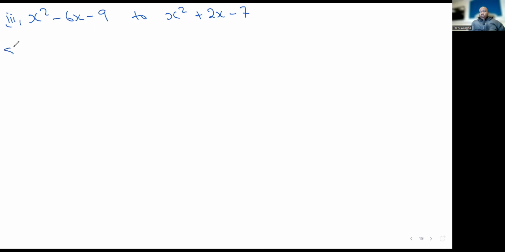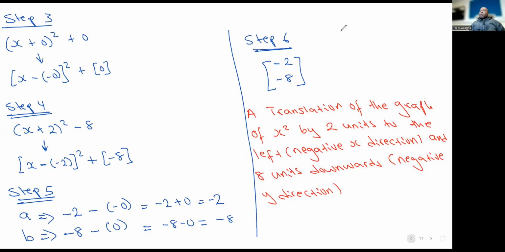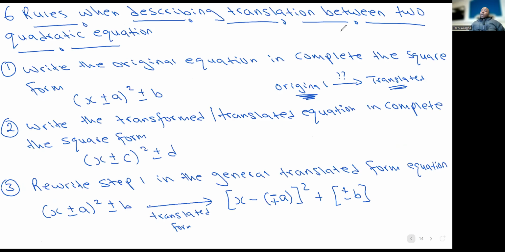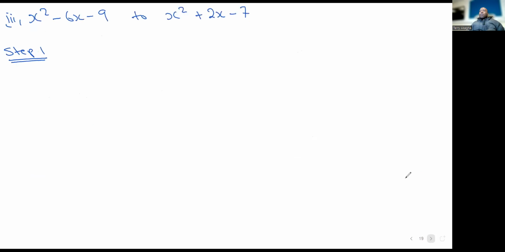So the step 1. Remember the step 1? The first thing that is expected that you should do is put it in the completed square form. So write the original equation in the completed square form. So basically, what they are saying, this was translated to this. So this is the original equation. So as usual, x minus 6 divided by 2 will give you what? 3 squared minus 3 squared minus 9. And this is going to give you (x - 3)² - 18. And this is the original one.